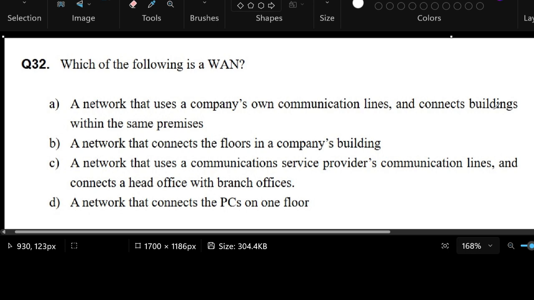Question number 32 of the ID passport exam from PhilNITS. In this question, we are being asked, which of the following is a WAN? To answer this question, we gotta know what the WAN word actually means.